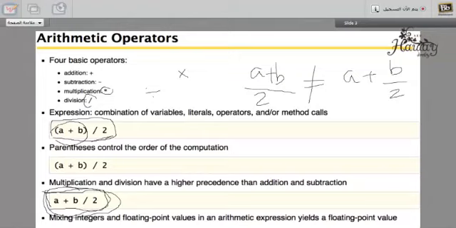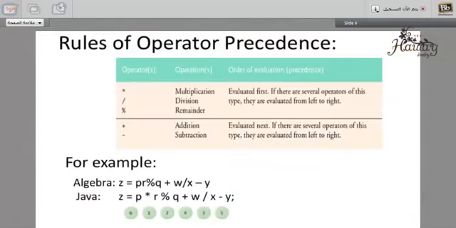If you put brackets, you have no problem. When you put brackets, you are giving an instruction to the program about what to do first. But in case we do not have brackets, there are rules to work this out. These are called the operator precedence rules.